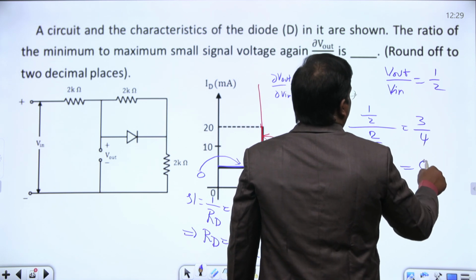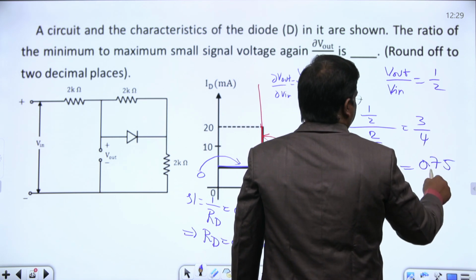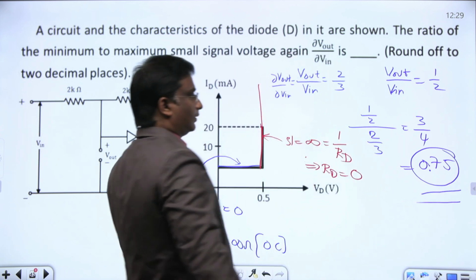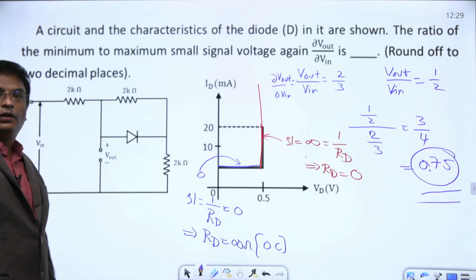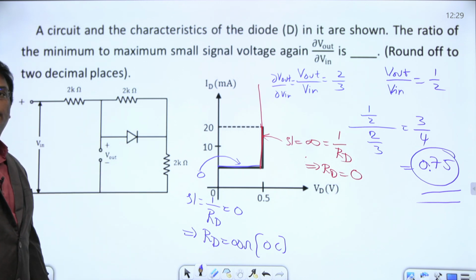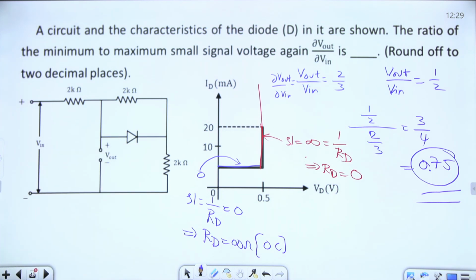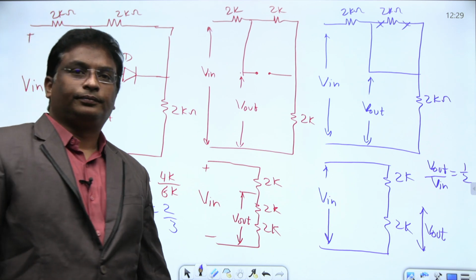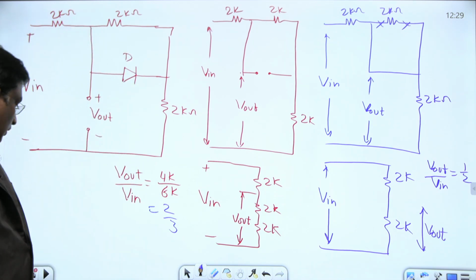Answer: 0.75 is the right answer. Round off to 2 decimals. This is the answer. The ratio of minimum to maximum small signal voltage gain, dV out by dV in, is what they are asking us to calculate. Okay, 0.75 is the right answer. Is it clear, everyone? Clear? Right, excellent.